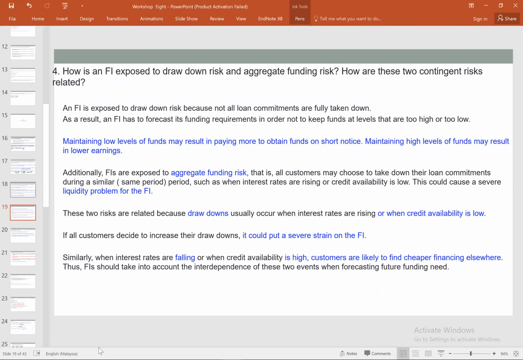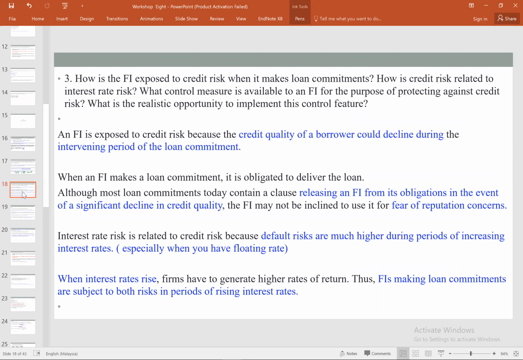Okay, let me go to the next question: how are financial institutions exposed to credit risk?